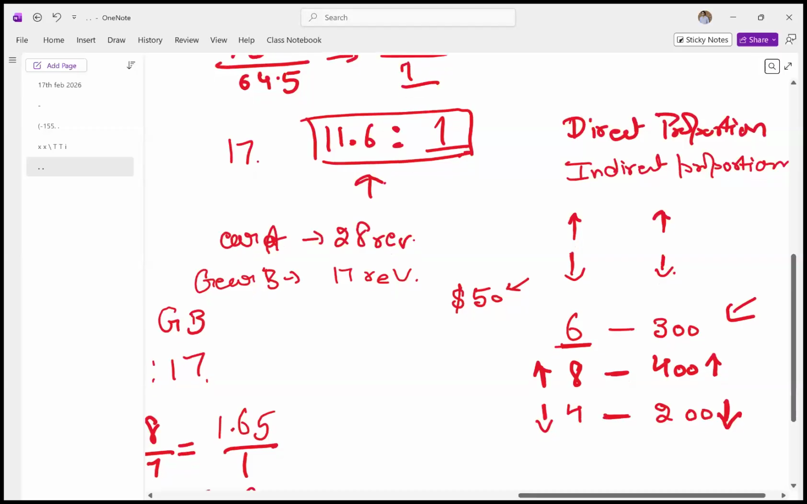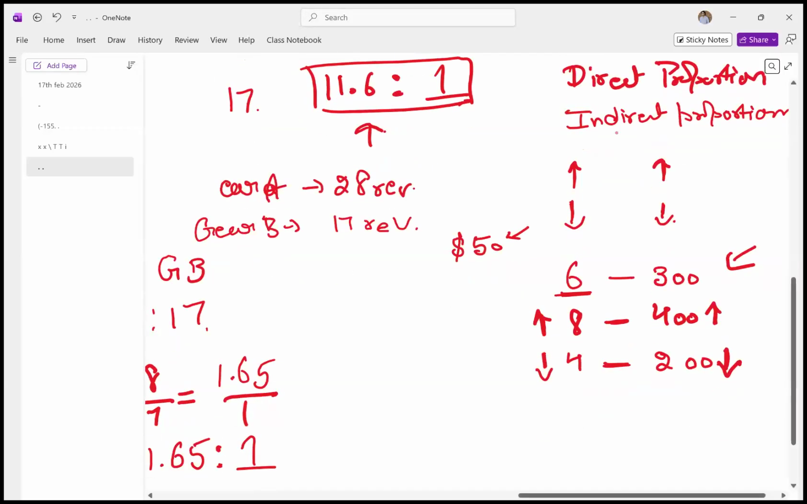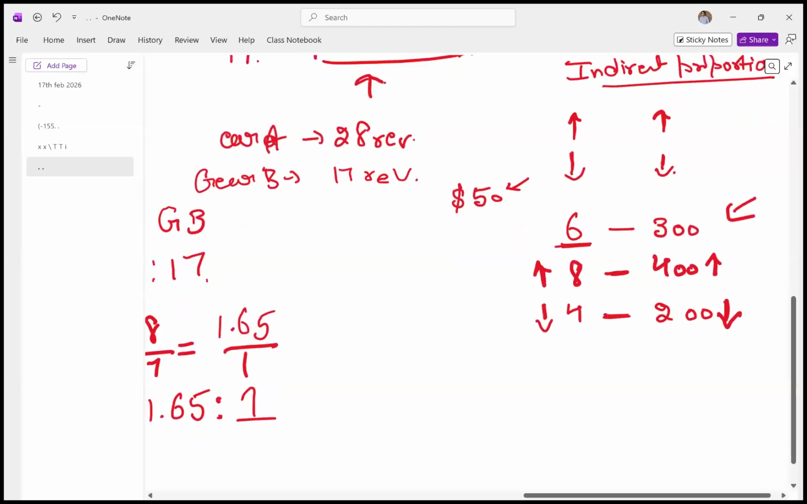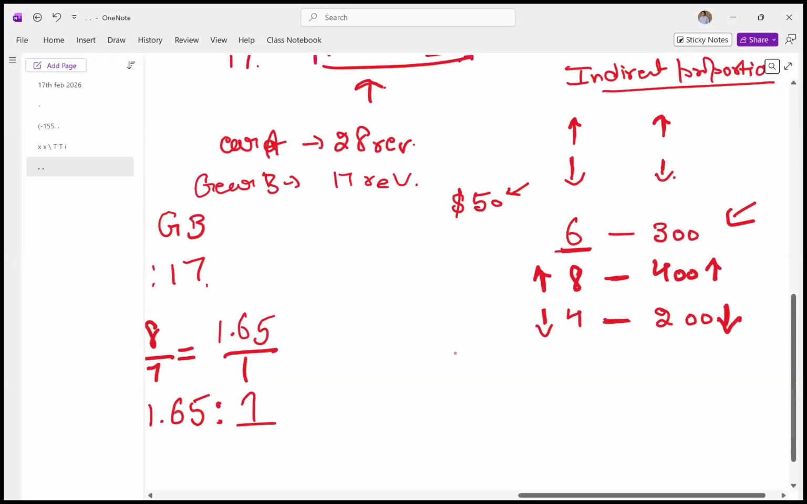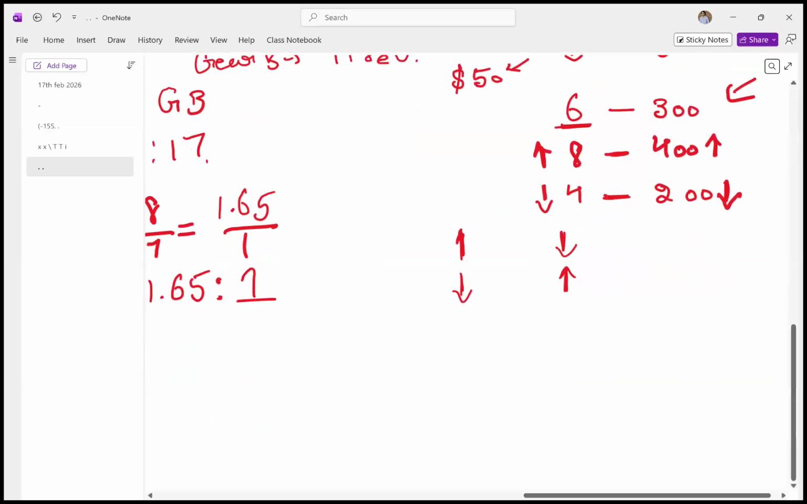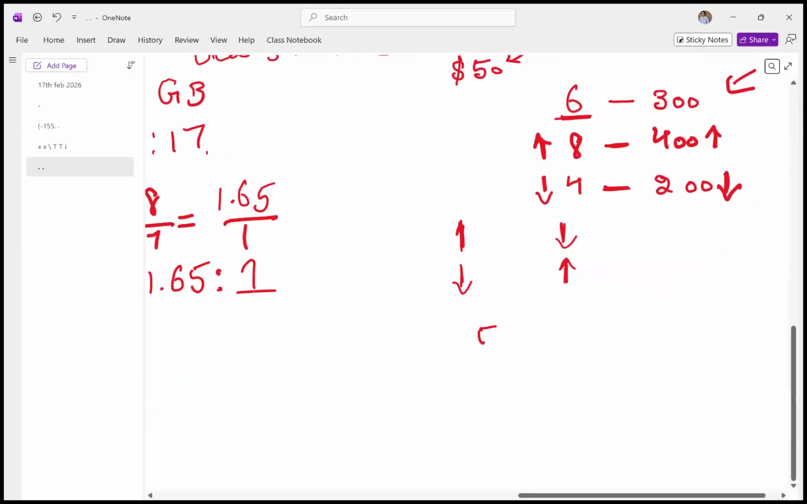All right, now the indirect proportion. What happens in that? So in case of indirect proportion, if the first thing goes up, the other thing will go down, and if this thing goes down, the other thing will go up. So for example, if 5 workers can finish the work in 3 days, how many days will 10 workers take to finish the work?